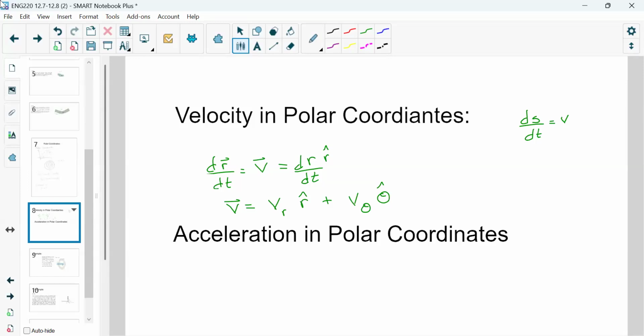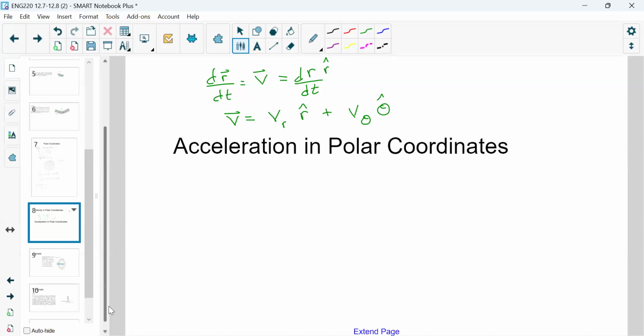All right, acceleration. What are we gonna have to do with acceleration? Because now, what do we need to do? We need to do dv dt. All right, and so we're gonna have d by dt of dr dt r hat. We have to treat this using product rule.